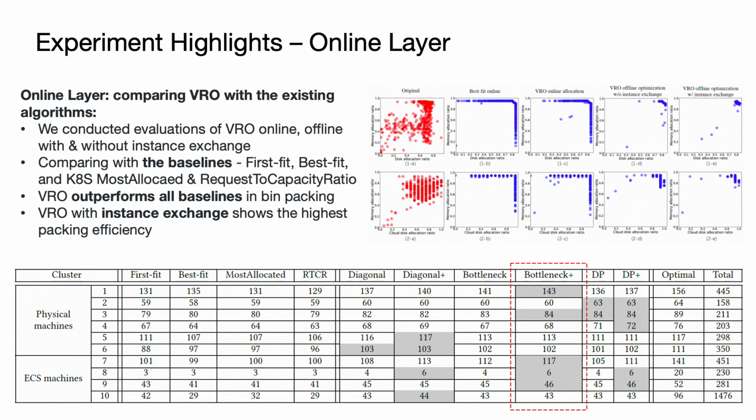As you can see in the figure below, VRO outperformed all of the baseline algorithms in terms of bin packing efficiency. As you can see, the graded bin packed numbers, which represent the results of VRO, were higher than those of the baseline algorithms. In particular, when the policy of instance exchange was implemented, as shown by the red dotted box, the bottleneck policy demonstrated the highest level of bin packing efficiency among all of the VRO policies.